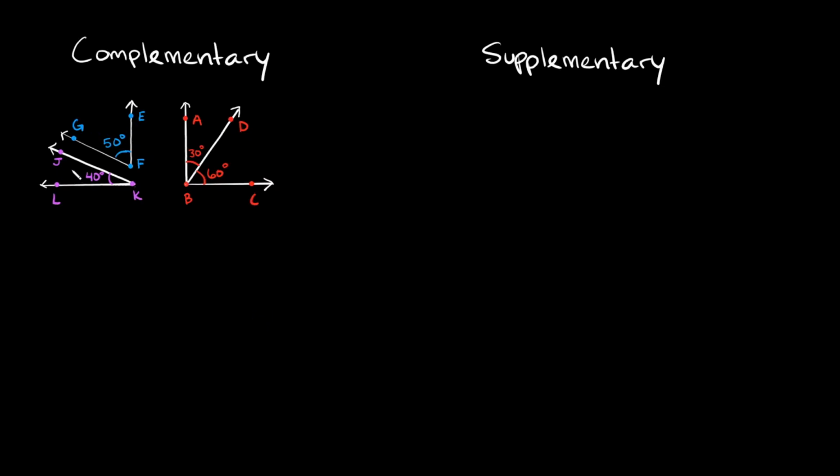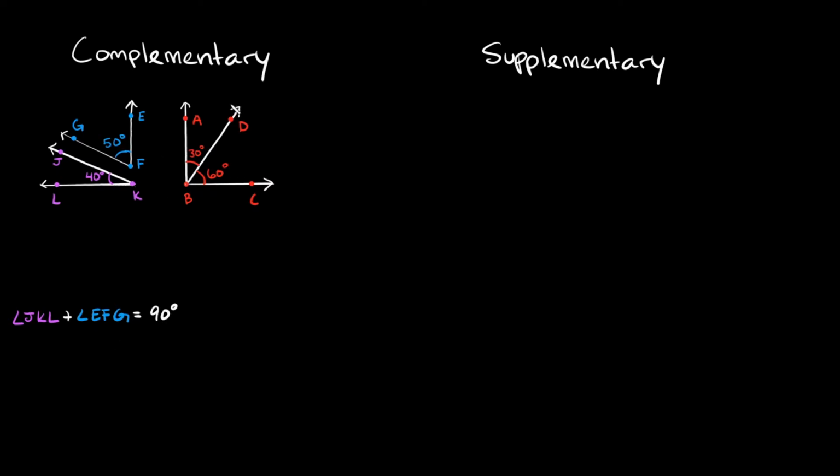So as you can see, we have these two angles right here, angle JKL, and we also have angle EFG. So these two angles are complementary angles. Why? Because if you add them up together, they add up to 90 degrees. Okay, so angle JKL plus angle EFG is equal to 90 degrees.